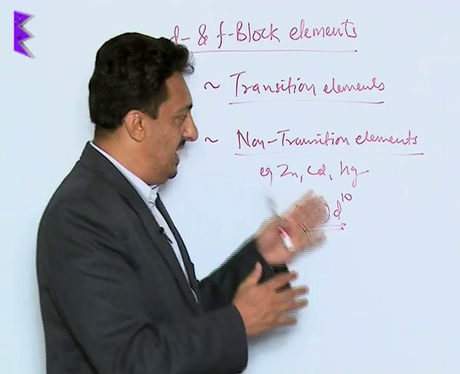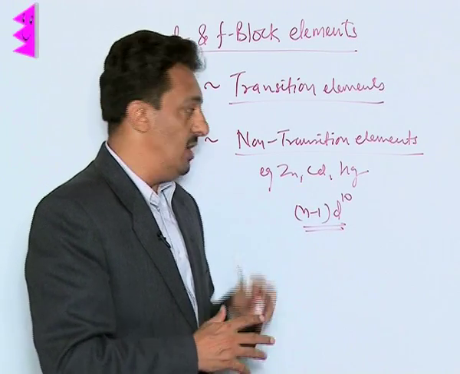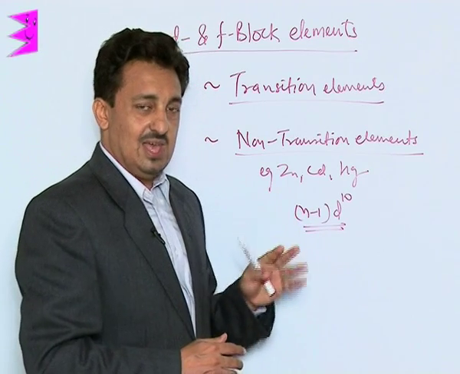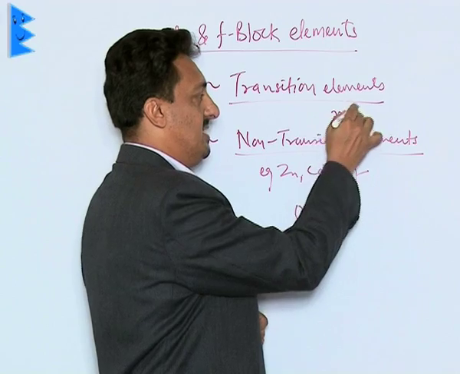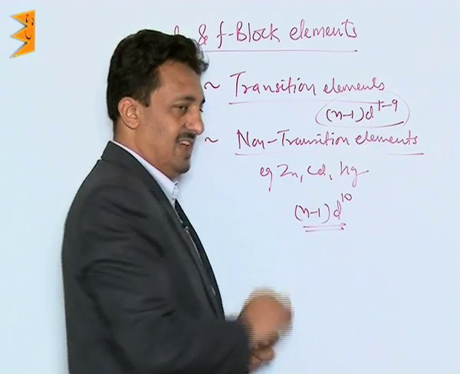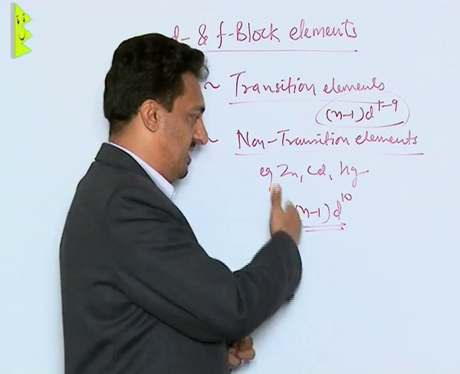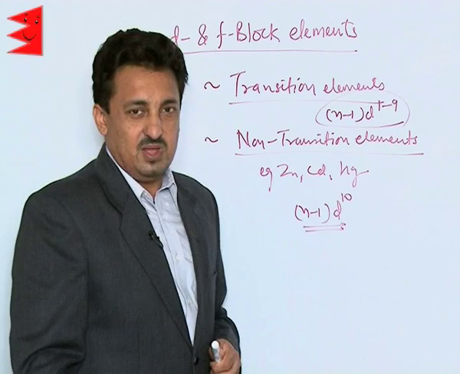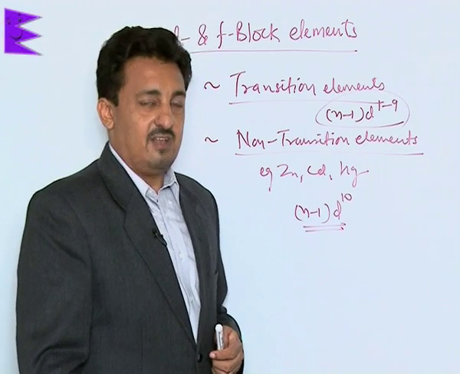That's why their behavior is very different from the rest of the d block elements, and that is why they are called non-transition elements. So what we find is, for being a transition element, the n-1 d must have 1 to 9 electrons. The moment it becomes 10, those 10 electrons will not participate in the reactions, like what we find in the case of zinc, cadmium and mercury, and that's why they are called non-transition, whereas the rest of the elements are called transition elements.